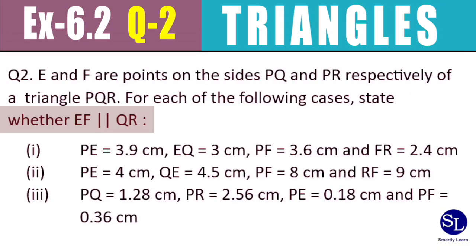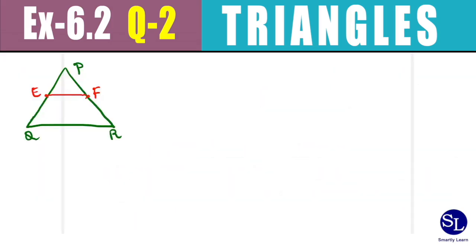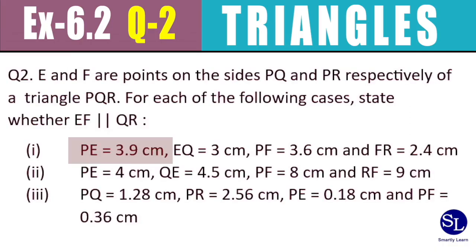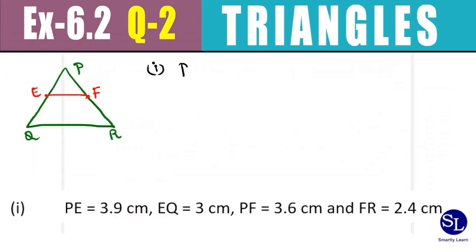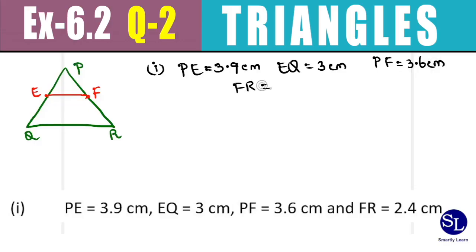Now they are asking us to check whether EF is parallel to QR. So let me also connect E and F here. With the data given, we are going to check in each case whether EF is going to be parallel to QR. So let's first take the first case here. We'll mark all the numbers first. PE is equal to 3.9 centimeters, EQ is given as 3 centimeters, PF is equal to 3.6 centimeters, and finally FR is equal to 2.4 centimeters.